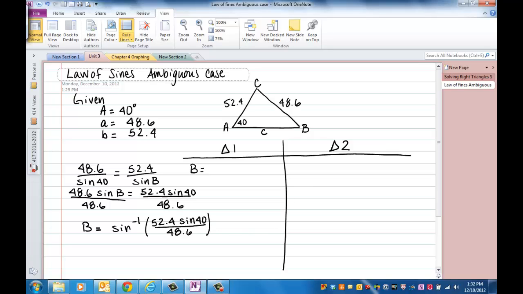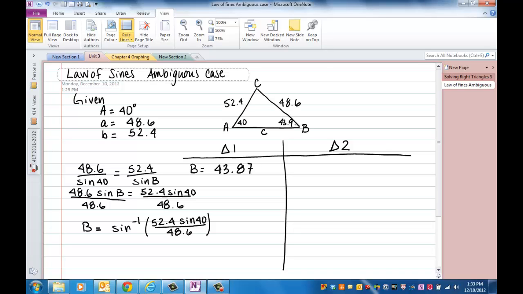When you solve that through, you are going to find that angle B comes out to be 43.87. So we are saying right now in this picture that angle B is 43.9. Let's round it up a little bit. 43.9.